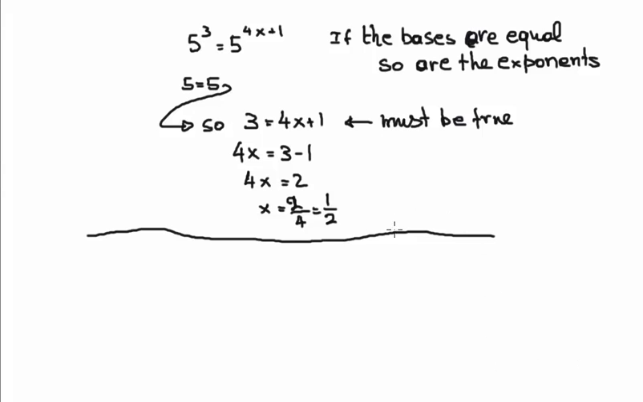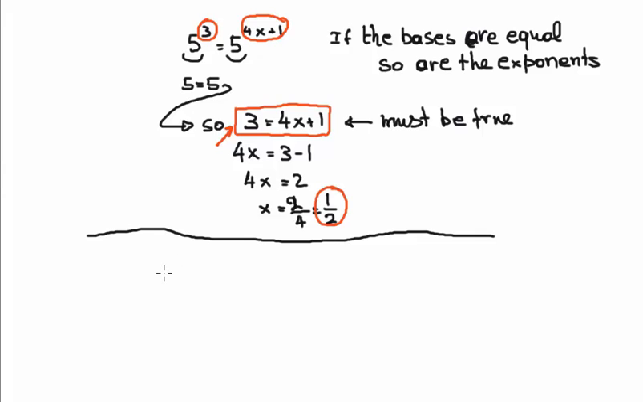We know that if the bases on an exponential equation are equal, like here, 5 is equal to 5, then this means that the exponents should also be equal. So in this case, the two exponents, 3 and 4x plus 1, are equal. If we need to find the x, the only thing that we need to do is solve the linear equation that the exponents give us. 3 equals 4x plus 1.